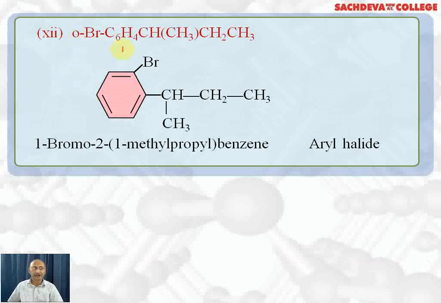Here we have got C6H4, we have made the benzene ring. Ortho-bromo means second position bromo to this alkyl group. So here CH, CH3, this CH, CH3, CH2, CH3 we have written here. Now for preference, bromo will get preference because this is the major functional group present on the benzene ring. So it is 1-bromo, this carbon is the second carbon and this group is 1-methylpropyl because this is first carbon, first, second, third, 1-methylpropyl. Benzene is the parent. This is also called aryl halide because Br is directly attached to the benzene ring.